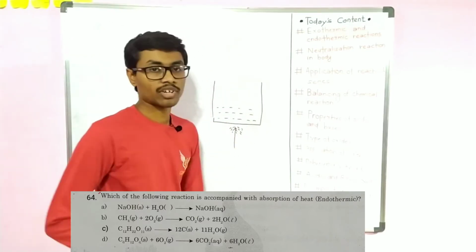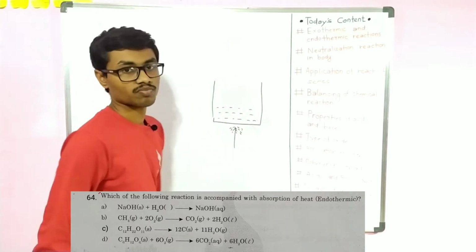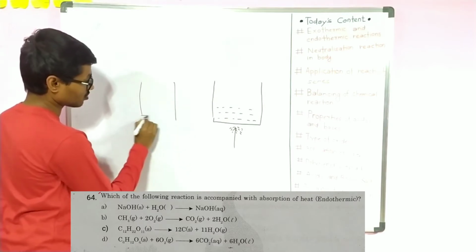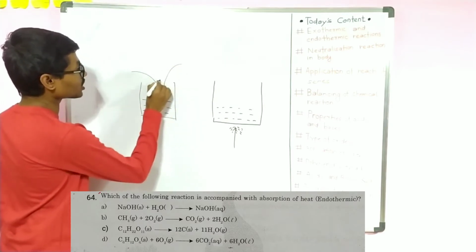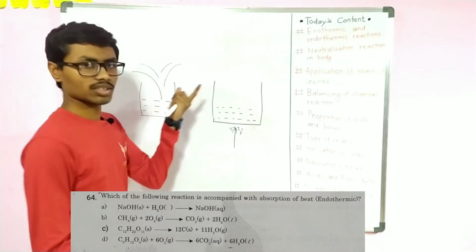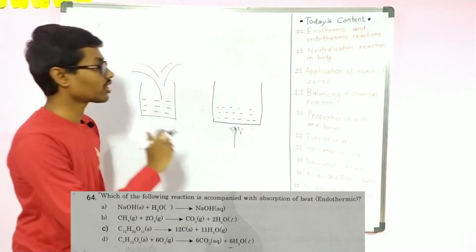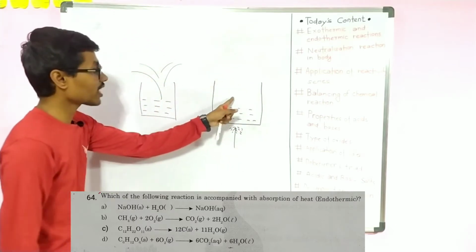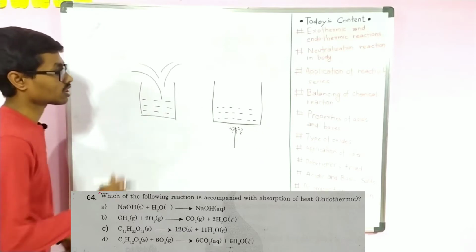Basically, in endothermic reactions we have to provide heat, and in exothermic reactions heat is given to the surroundings by the system in the form of vapors or something else. Heat is given by the system to the surroundings, and here heat is given by us to the system. This reaction is called an endothermic reaction, and this reaction is called an exothermic reaction.